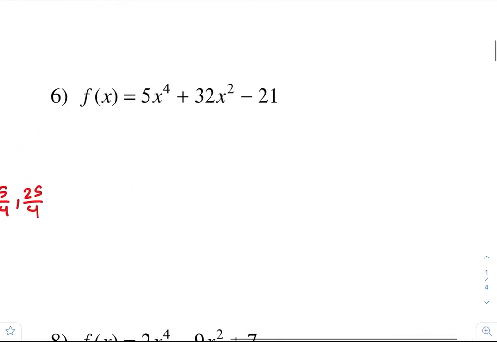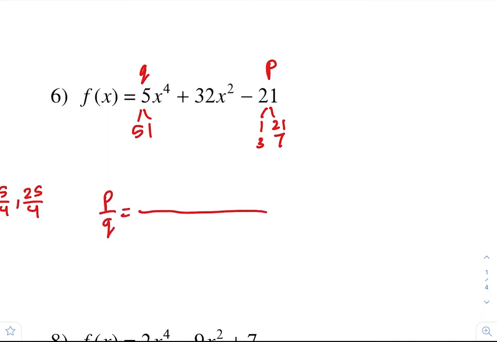Alright, 6. Constant term is our p, leading coefficient is q. Find the factors of both. So for 5 it's 5 and 1. For 21, 1 and 21, and 3 and 7. So our p over q list, all the factors of p, plus or minus 1, 3, 7, and 21. Factors of q, it's 1 and 5.